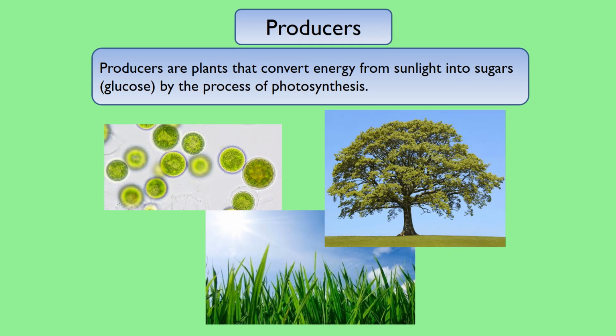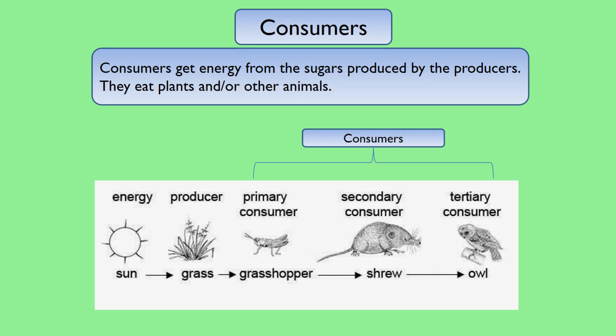Producers, so the plants and vegetation that photosynthesize and create glucose to then be passed along the food chain. So trees, grasses, for example. And consumers, so consumers eat either the producers or other consumers. We've got primary consumers that eat the producers, secondary consumers further along the food chain, and tertiary consumers as well. We can also get quaternary consumers depending on the length of the food chain in that particular ecosystem.